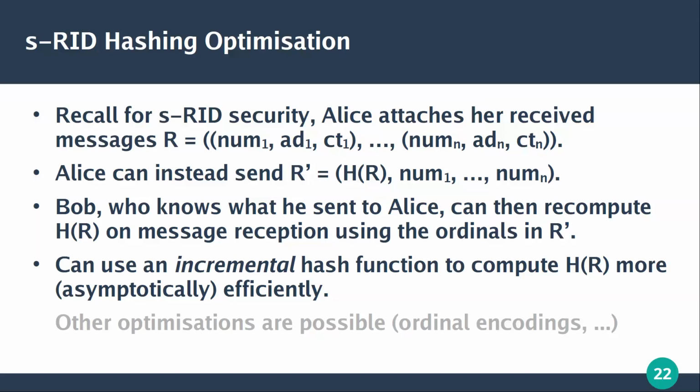You can also do better with this hash computation. One thing you can do is use something called an incremental hash function, which allows you to compute incrementally. If you want to consider a set R prime, which has one more element than R, the hash of that takes time proportional to the one element rather than the size of the set. And so asymptotically, at least, this is more efficient.